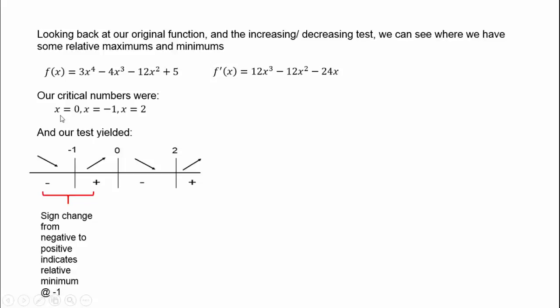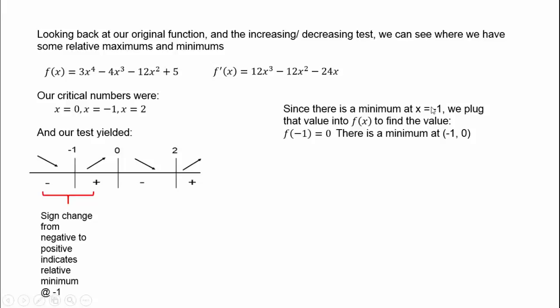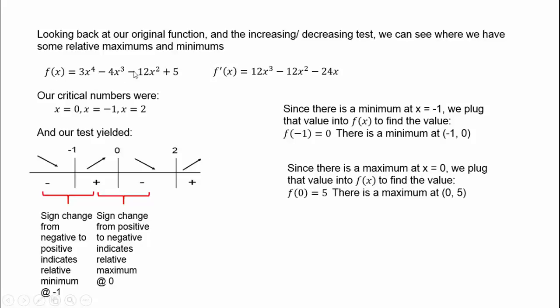So we're going to take that -1 and we're going to plug it back into our function. Since there's a minimum at -1, we plug that value into f of x to find where it is. So f of -1 is 0. That means that there is a minimum at -1, 0. When you look at our critical number 0, you can see a sign change from positive to negative. That indicates that we have a relative maximum. So again, we're going to take the 0 and we're going to plug it in. That one's really easy. When you plug in the 0, obviously we get 5. So there's a maximum at 0, 5.